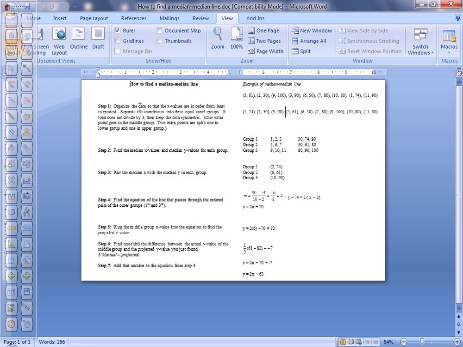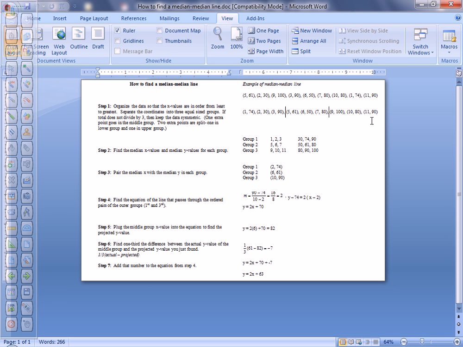So that the x values are in order from least to greatest. Separate the coordinates into 3 equal groups. If the total does not divide by 3, then you keep your data symmetric. Okay? So here we had 9 pieces of data, so it separates nicely.